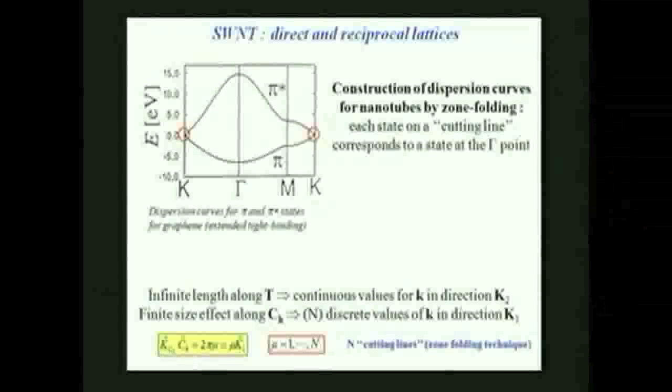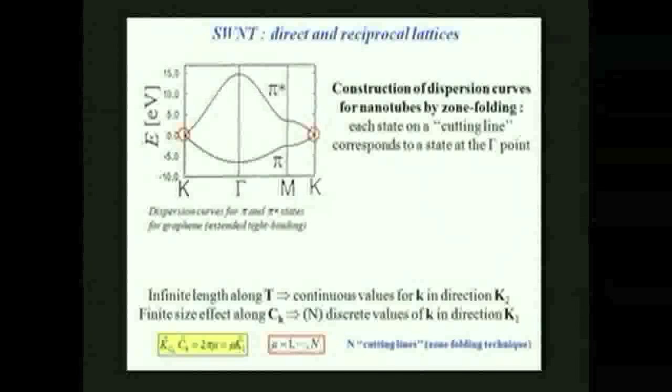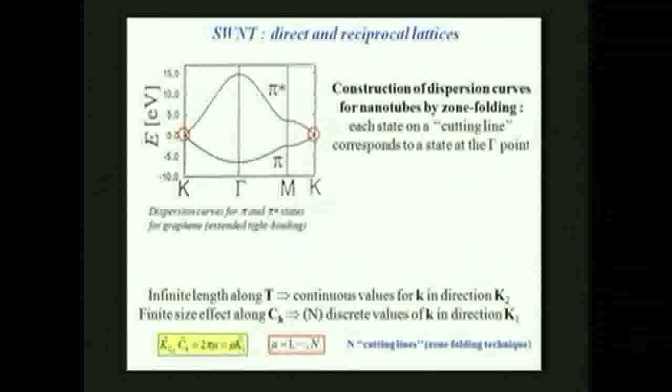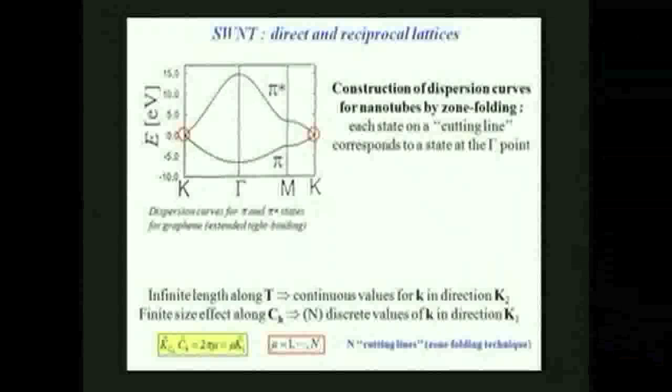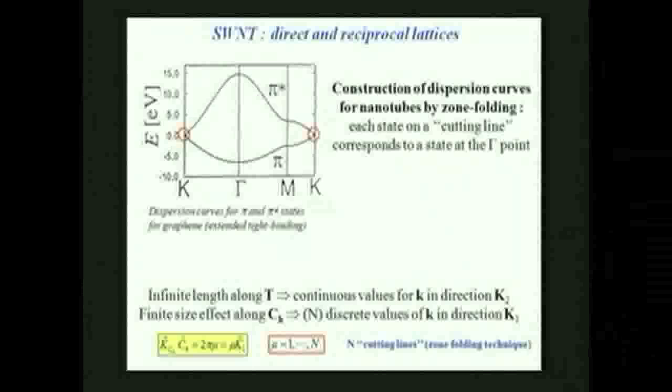So now we will cut this reciprocal lattice with lines corresponding to the allowed wave vectors of nanotubes. And you will have two cases. Either when you cut this reciprocal lattice, you will go through the K point. And if you go through the K point, this state will be allowed for nanotubes. If this state is allowed for nanotubes, you will have one possible state at the Fermi level for nanotubes, and therefore you will have a metal.